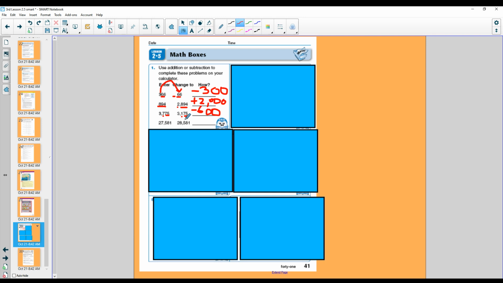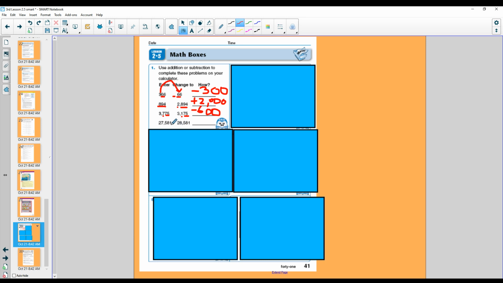Okay, so you always see what place value changed. Look up here. This one changed in the hundreds. 100 has 2 zeros in it. That's why I have 2 zeros in my answer. This number changed to the thousands place. That's why I have 3 zeros, because there are 3 zeros in 1,000.